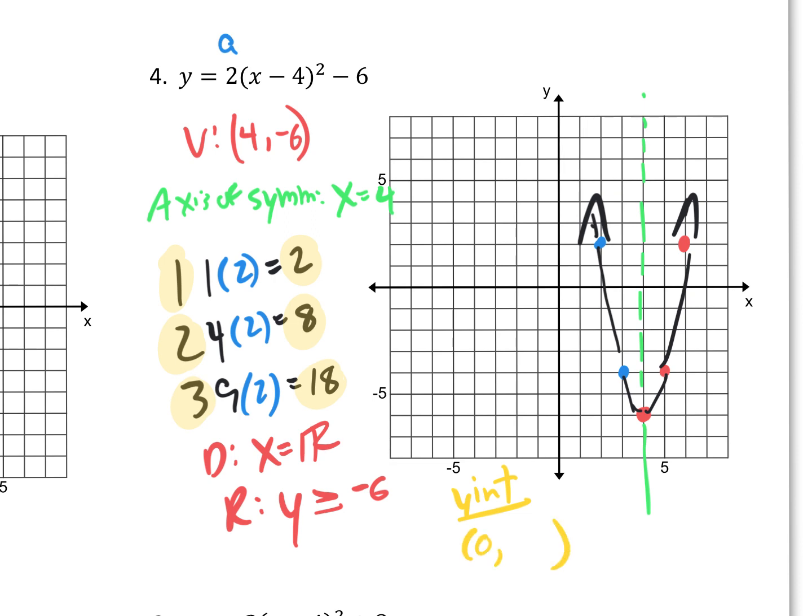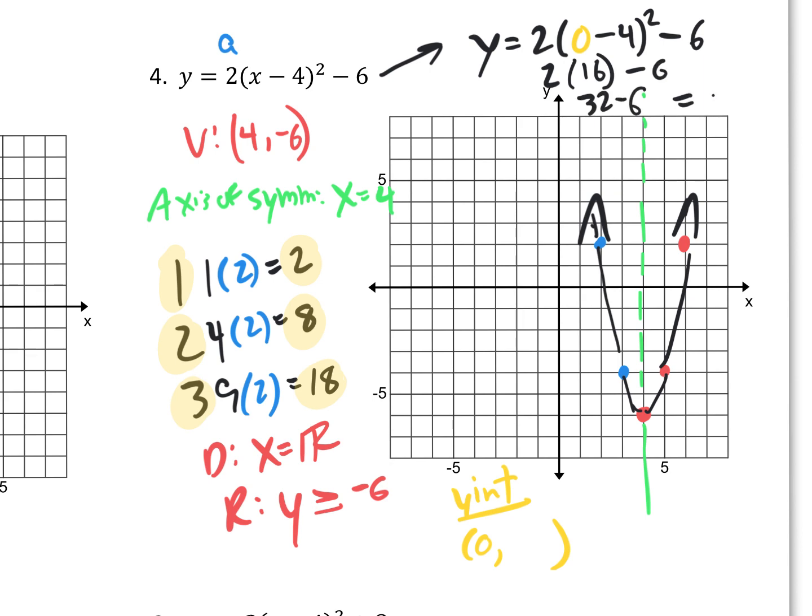So if I plug in a 0 right here and then work it out, I'd have negative 4. 0 take away 4 is negative 4. Negative 4 squared is positive 16. So what I really have is 2 times positive 16 minus 6. 2 times positive 16 is 32. 32 minus 6, that is 24. So my y-intercept is 0, 24. That means that this parabola that's pretty narrow, that's opening up, is not going to cross the y-axis till 0, 24, way up off this graph, way up off this paper. Make sense? I hope so.